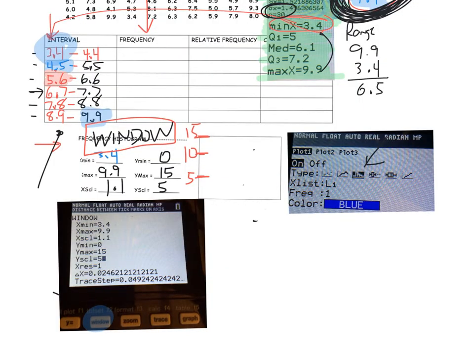So make sure you press the window button after you select the histogram. Enter in these data values, and then once these data values are set up, press the graph button. Your calculator will construct a histogram based on the data that's given and the intervals that you set up.